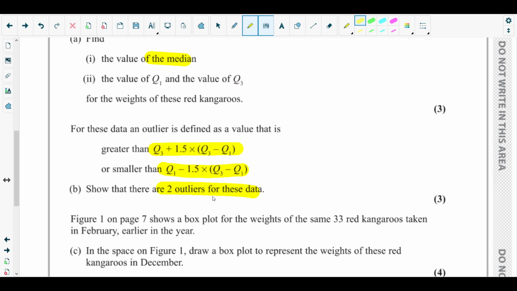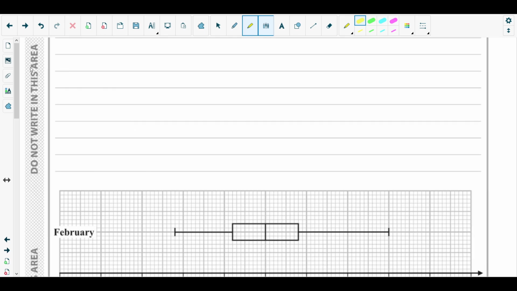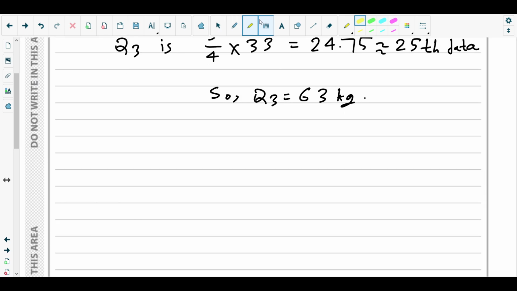Fine. So in that case, we need to find the limits for the outliers at first, the upper limit and the lower limit. So let's find it out. The upper limit for part B. At first, let's consider the upper limit.